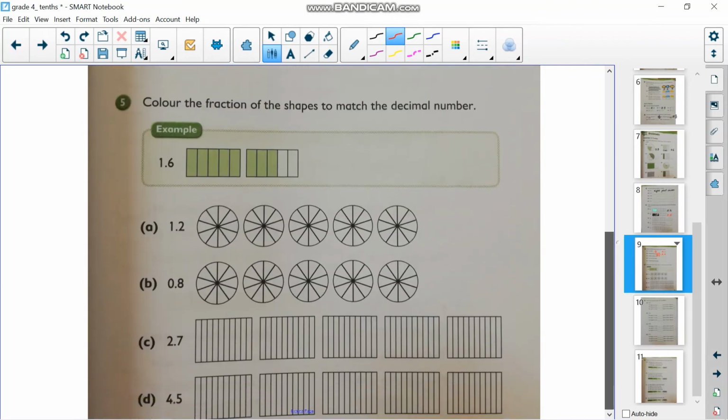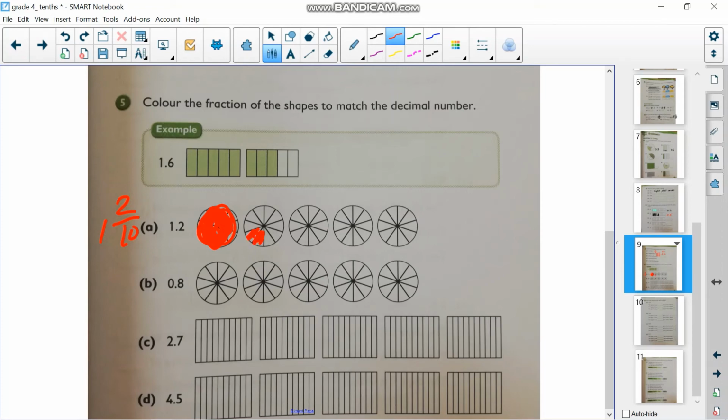Number 5, color the fraction of the shapes to match the decimal number. So we have letter A, we have 1.2. 1.2, it means 1 and 2/10, okay? So we have to color one part. This is one part, one whole, okay? This is the whole number, one part. And then we have to color 2 parts out of 10 because that is 1 and 2/10, okay?